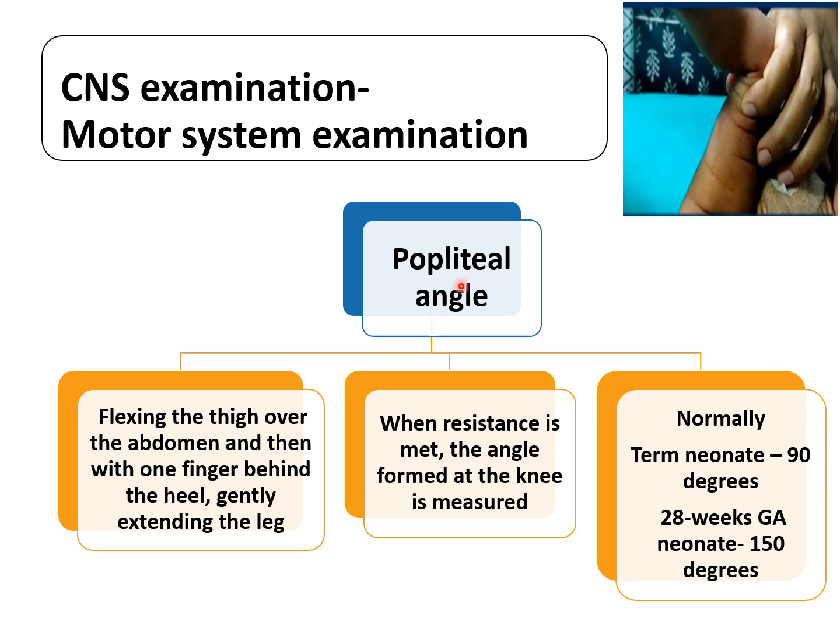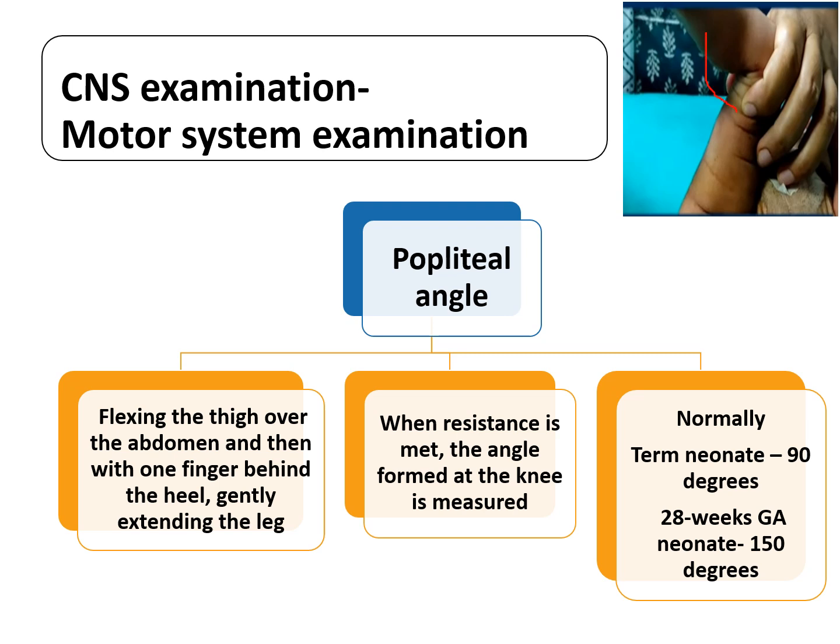After that we have to measure the popliteal angle. In this image you can see you have to flex the thigh and you have to hold the knee with one hand, and with a single finger over the heel you have to extend the knee joint, and when you feel the resistance then you have to measure the angle over the knee area, this angle.